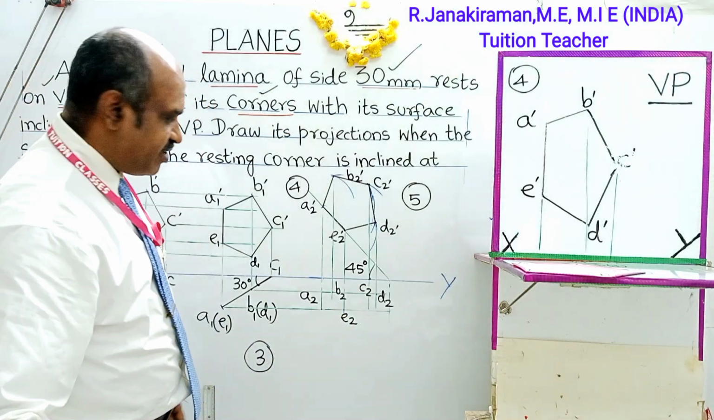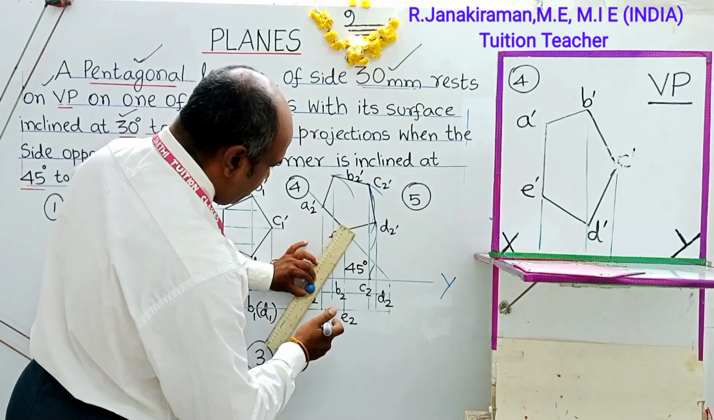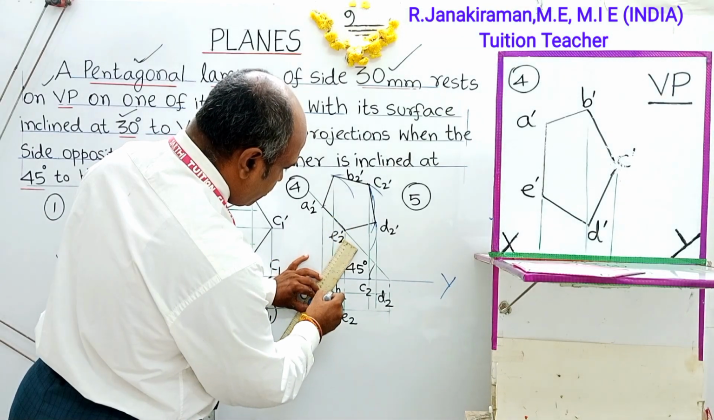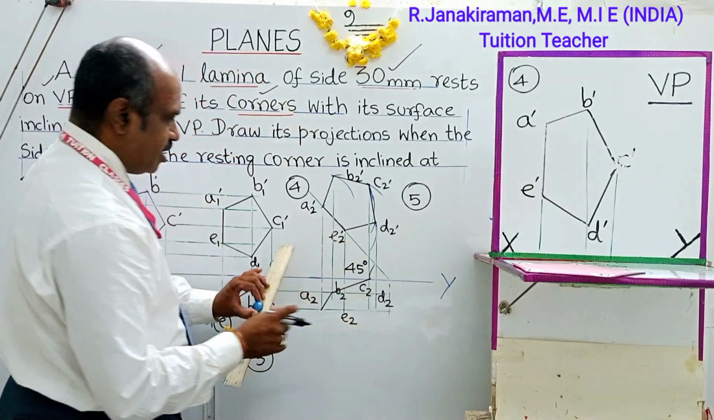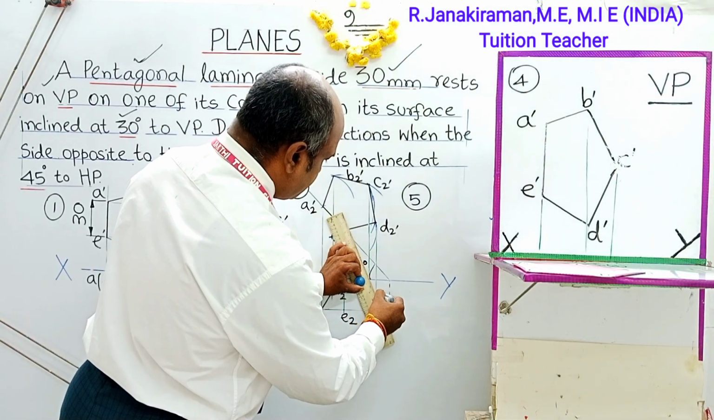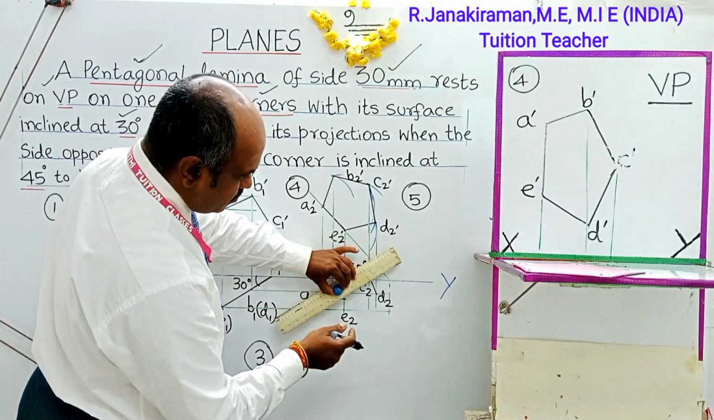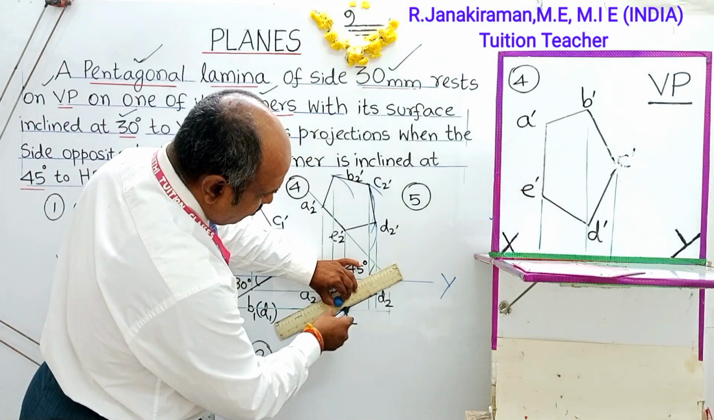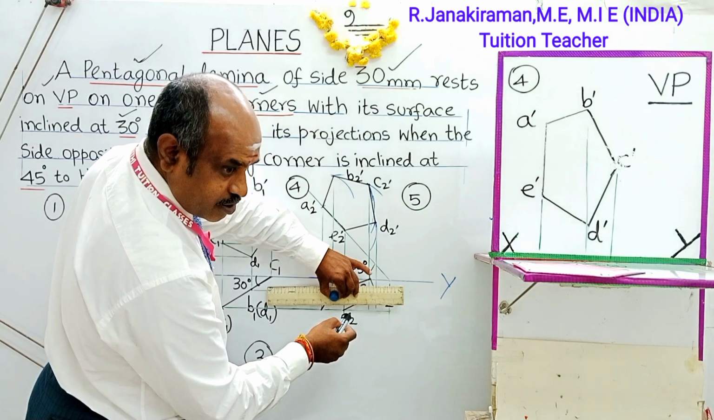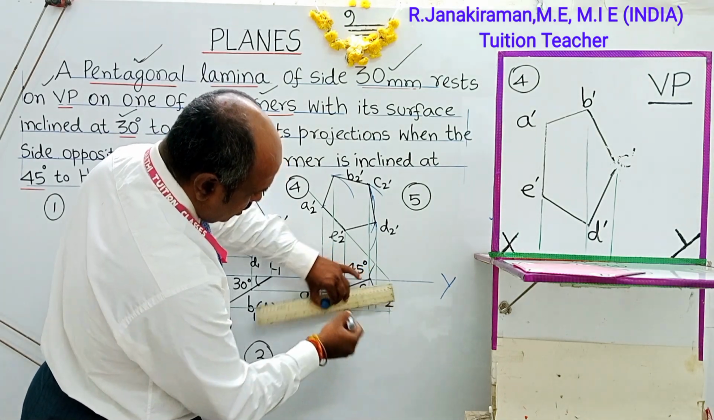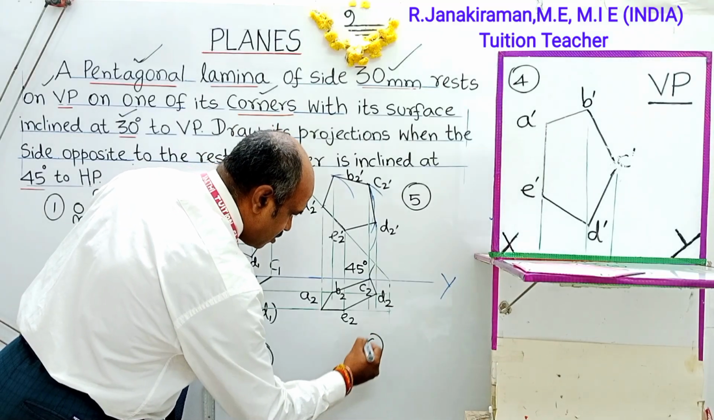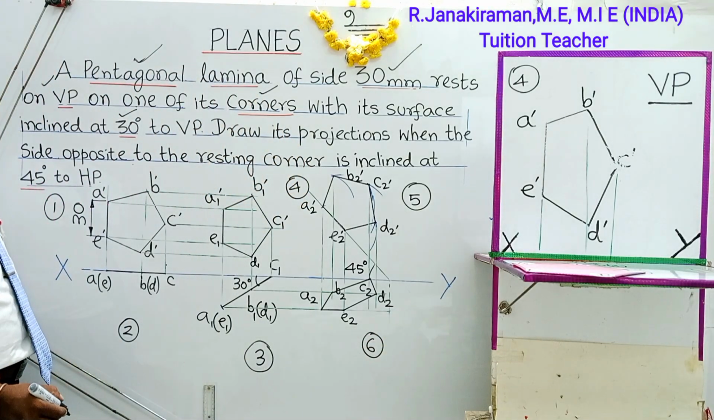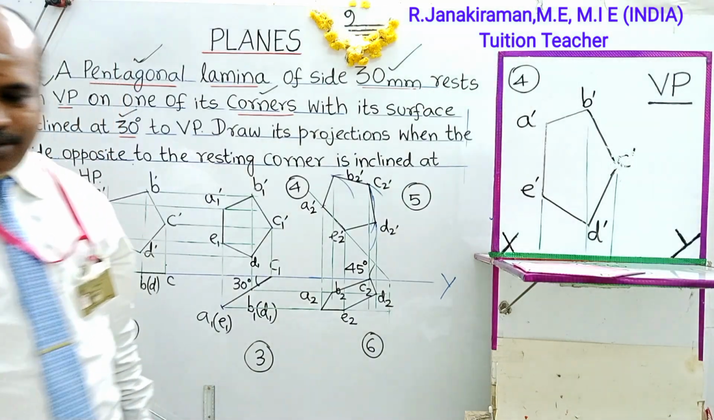Join all those points using a freehand scale and HB pencil. Go in sequence. A2, B2 with C2. Okay. Next is D2. Next is E2. This is our final top view. Okay, this is our sixth diagram completed, called the final top view. Understand the concept, practice and score good marks in the university examinations. Thanks for listening.